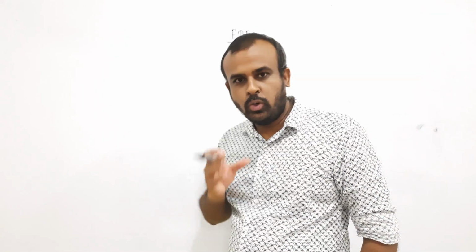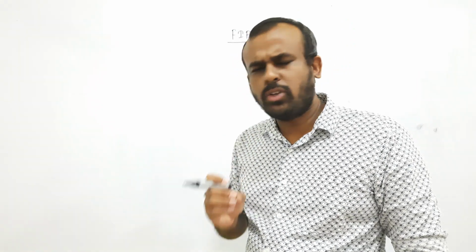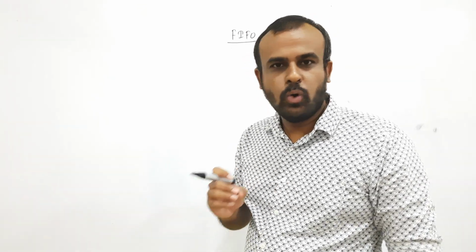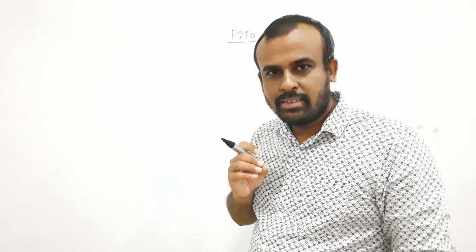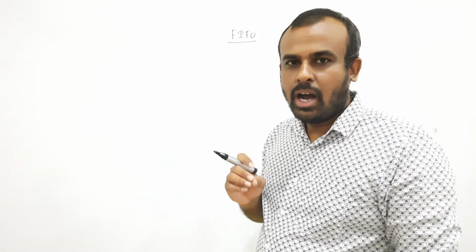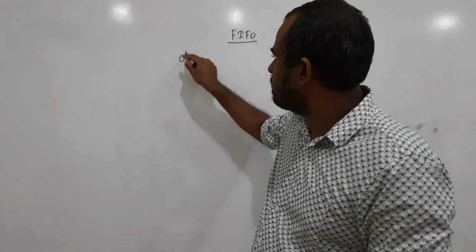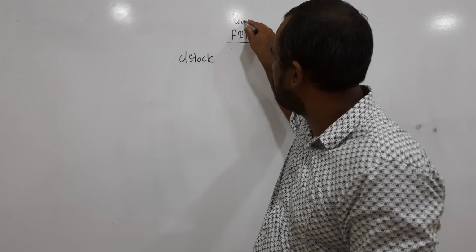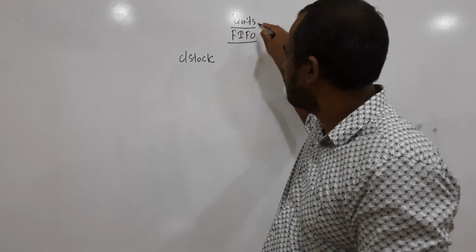You want to calculate first the cost of the closing stock under the FIFO method. You know that when you are calculating the closing stock under the FIFO method, you don't want to prepare the stores ledger. You can do that particular calculation in a very simple way. How? Take the opening stock in units. So then we do the entire calculation in units.